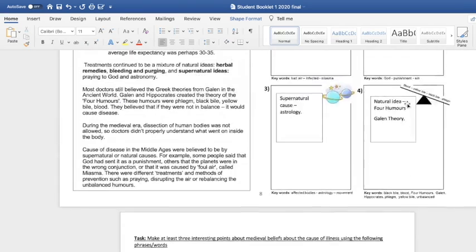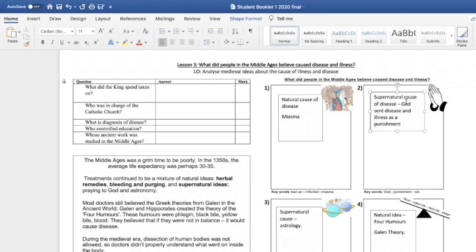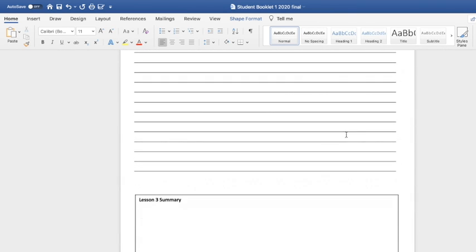Now, once you finish that, you should have a thorough understanding of what caused disease and illness in the Middle Ages.